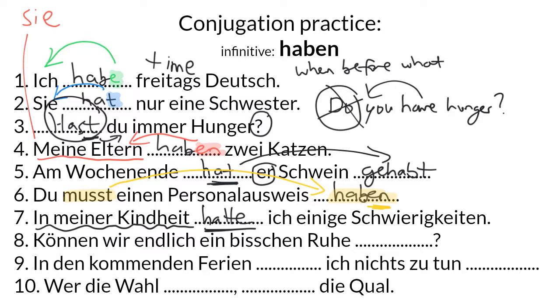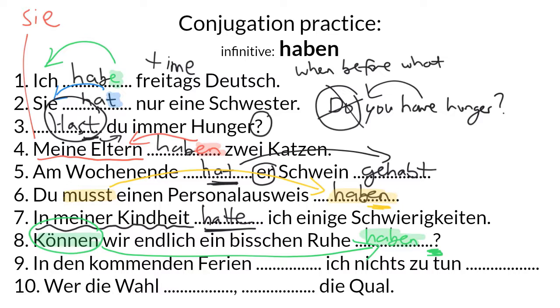Number 8, können wir endlich ein bisschen Ruhe haben? Can we finally have a little bit of quiet? Again, we've got a modal verb at the start of the sentence, which sends the verb all the way to the end of the sentence and in its infinitive form with an en. And notice that we're starting with a verb here because it's a question, and so we have to start with a verb or at least a question word, and that's why the verb is not in second position.